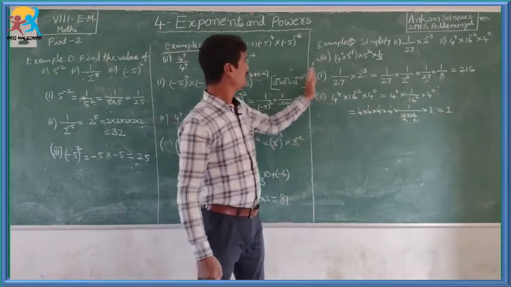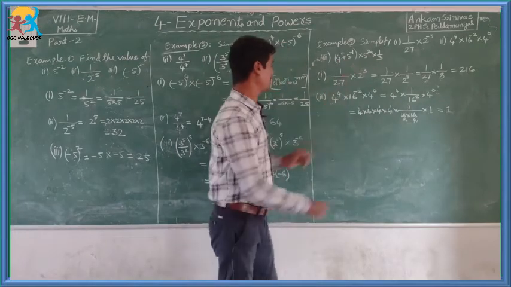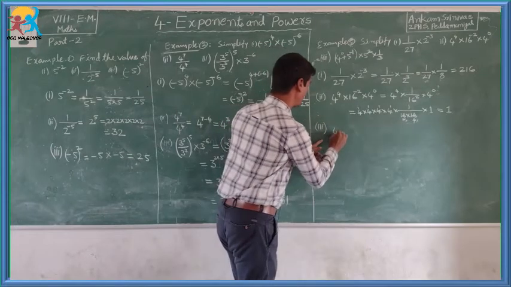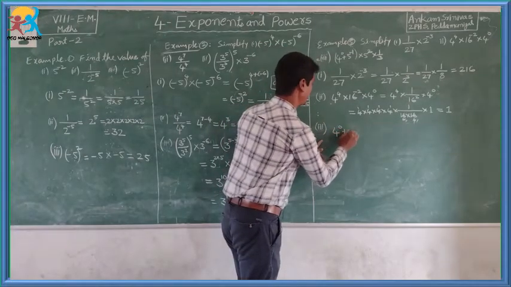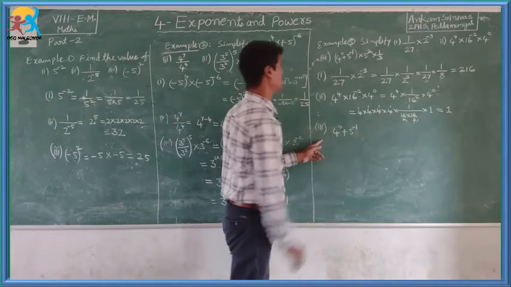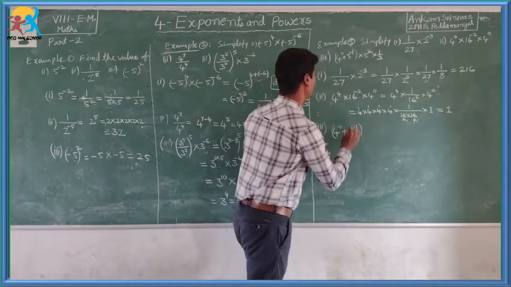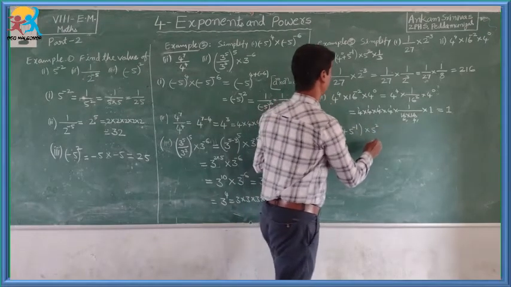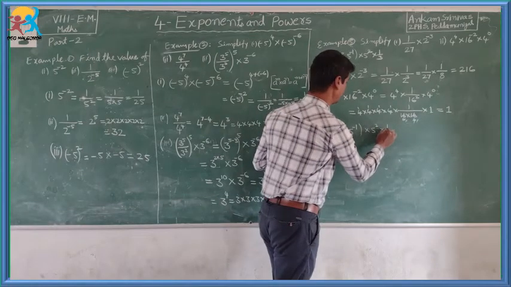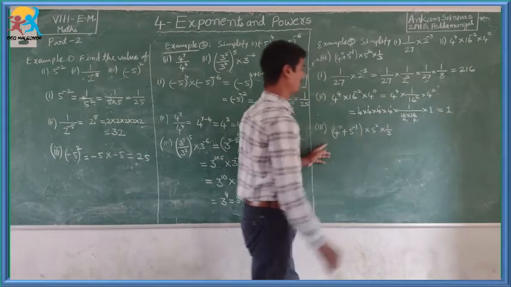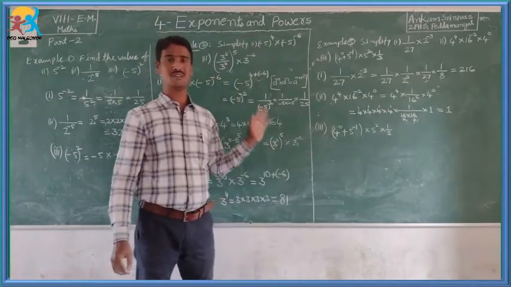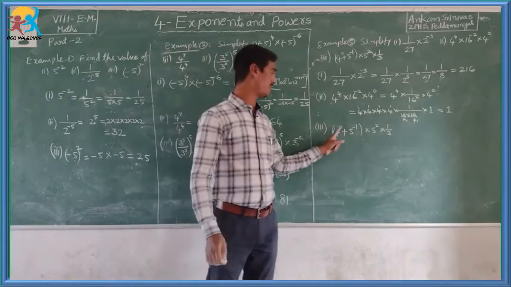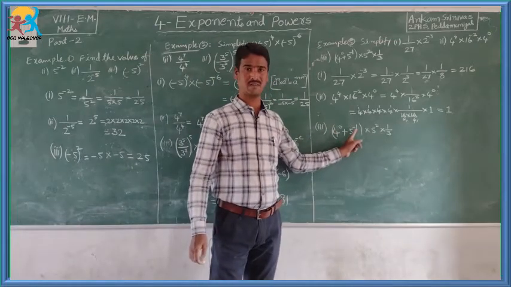Let's discuss the third problem. What is the third problem? Given 4 power 0 plus 5 power minus 1, into 5 square, into 1 by 3. First of all, we have to simplify the inside of the bracket. What is inside the bracket? 4 power 0 plus 5 power minus 1.